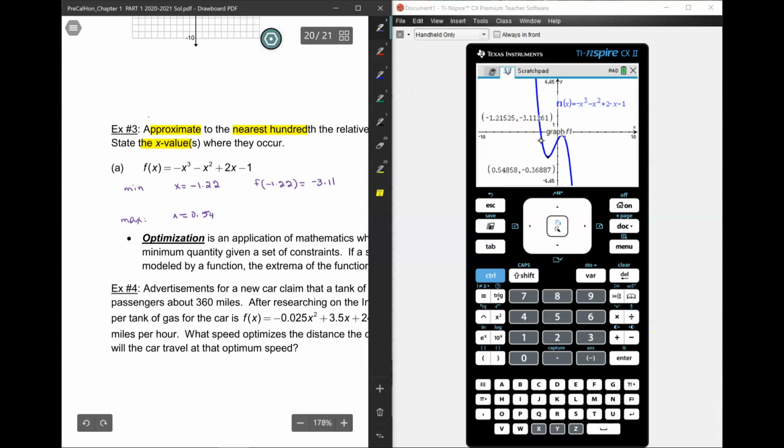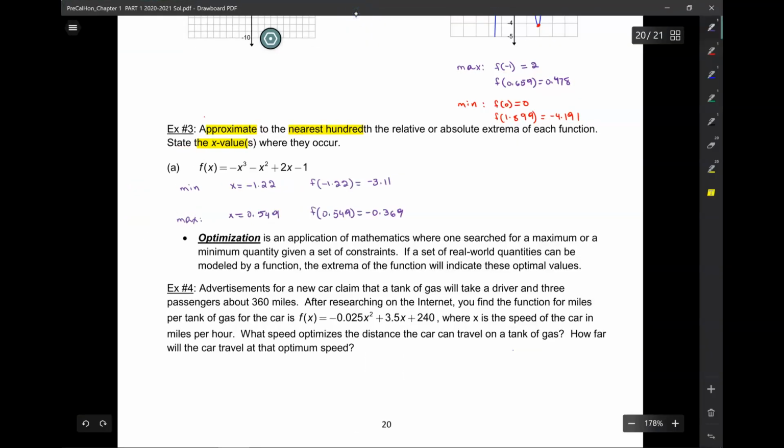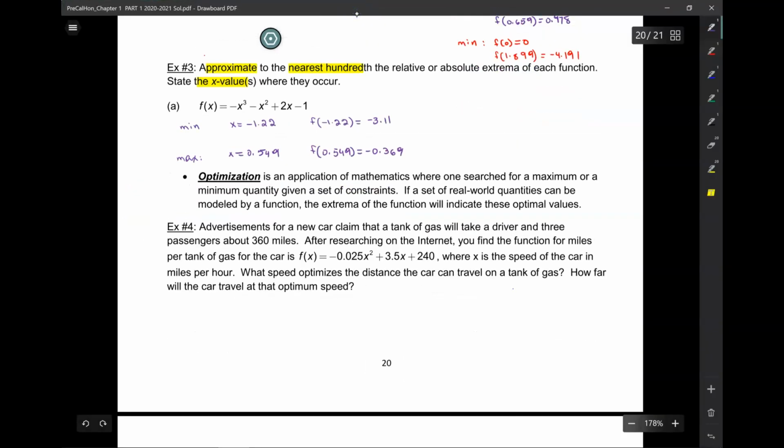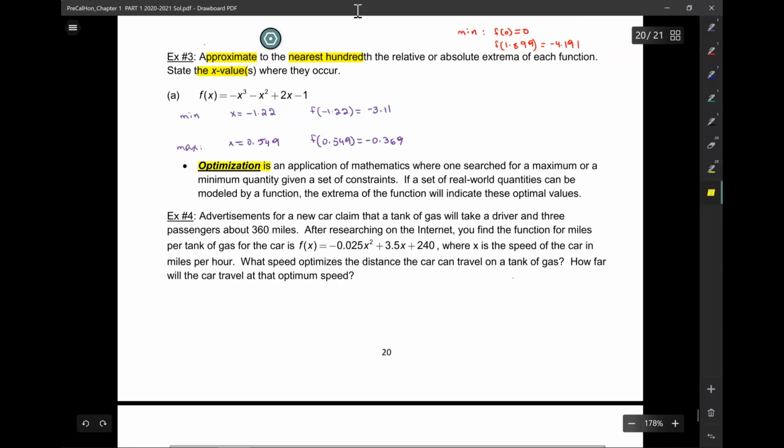Okay, so here our maximum is at x equals 0.549. And then in function notation, it's f of 0.549 equals negative 0.369.